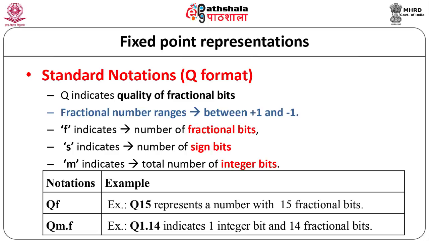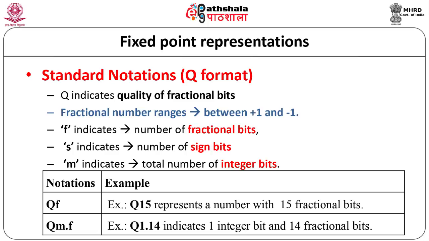The first one is QF. It is a Q format notation with F indicating the number of fractional bits. For example, Q15 represents a number with 15 fractional bits. The second one is QM.F. It is a Q format notation with M indicating the number of integer bits and F indicating the number of fractional bits. So, for example, Q1.14 indicates 1 integer bit and 14 fractional bits.